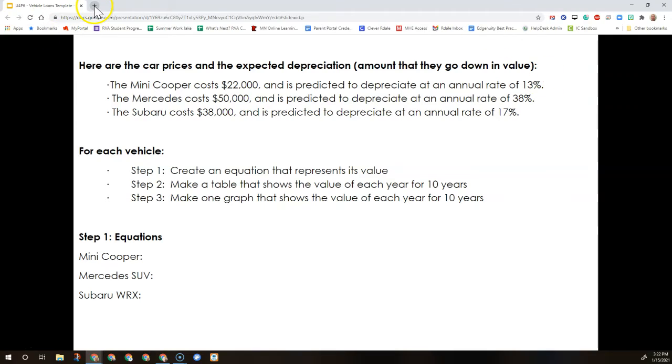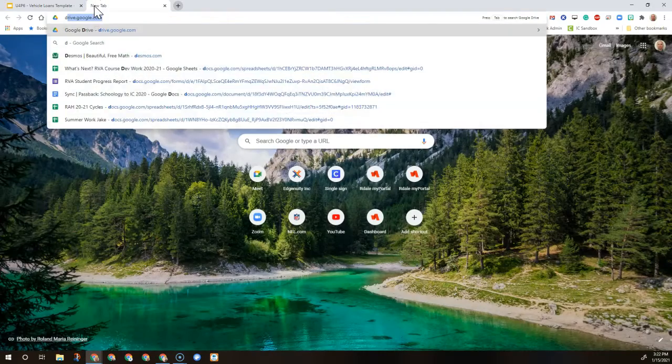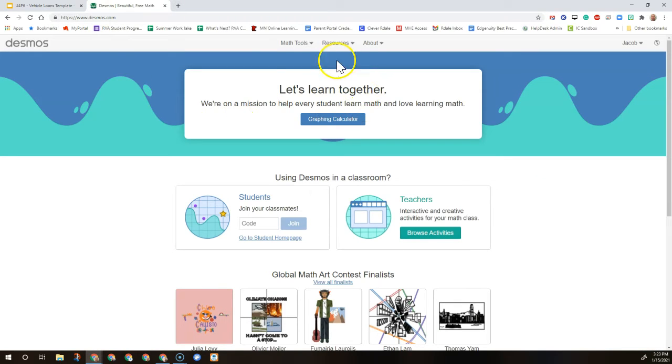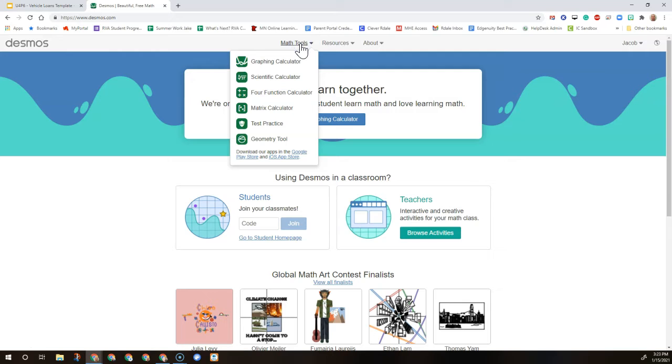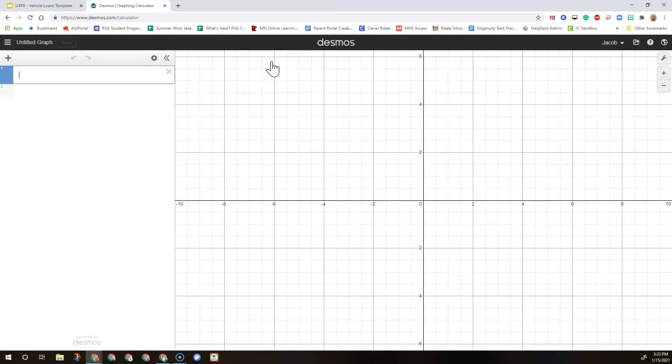So I'm going to open up a new tab, desmos.com. And Desmos, when you get to their website, has math tools. And they have different calculators, but we're going to use the graphing calculator today. And we're going to put our equation in. So we'll put y equals, and the initial value of that car was $22,000.